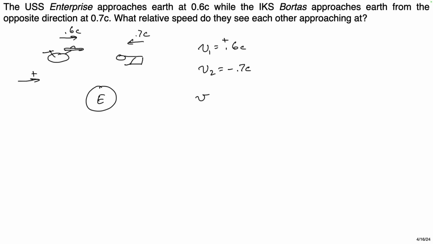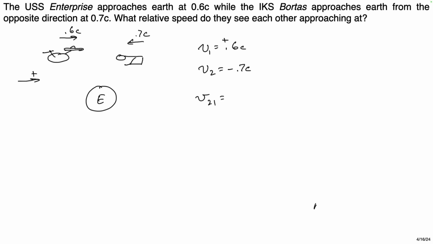So what relative speed do they see each other approaching at? What is V21 according to the definitions we had before? It's the speed of object 2 with respect to object 1. It's the speed that objects 1 and 2 see each other approaching at. It'll be the same speed. Relative velocity is the same across frames of reference. But now we've got to calculate it out.